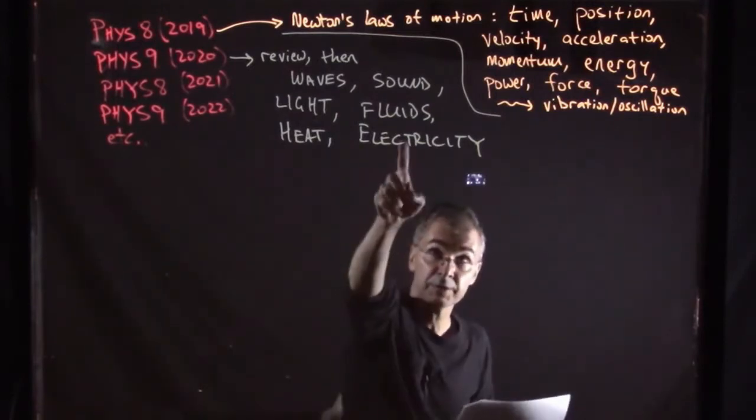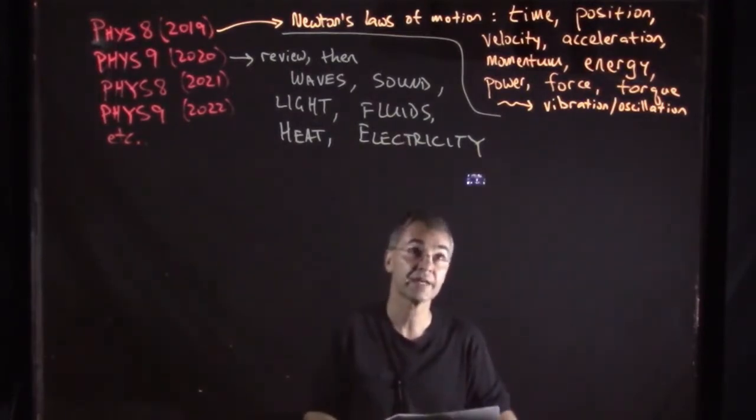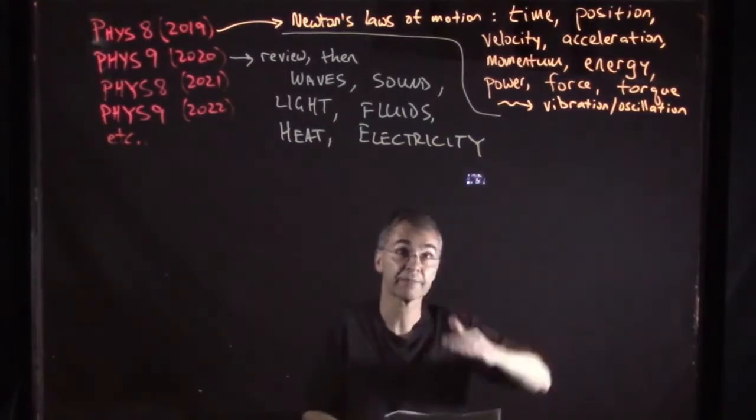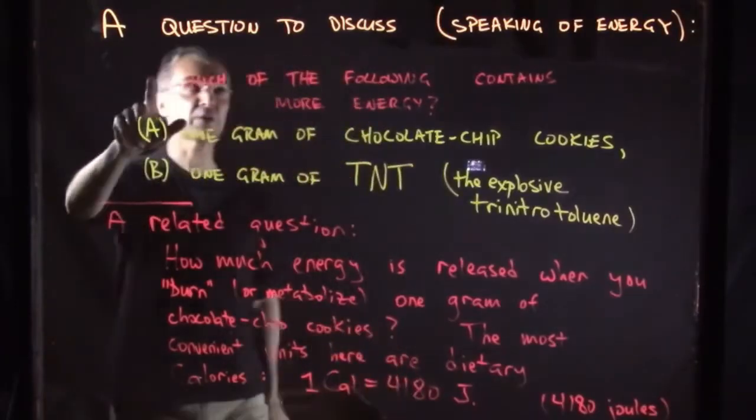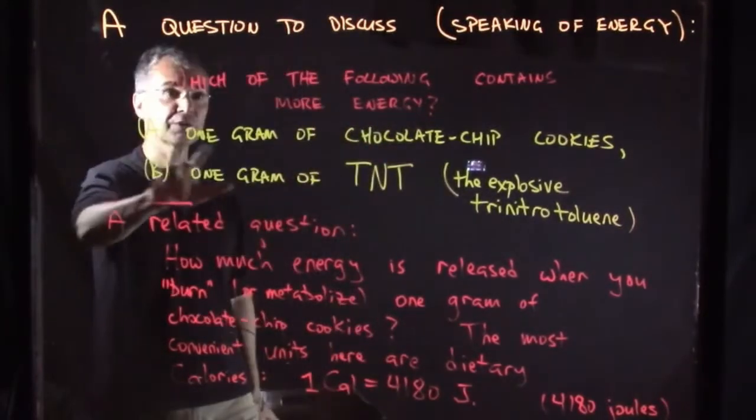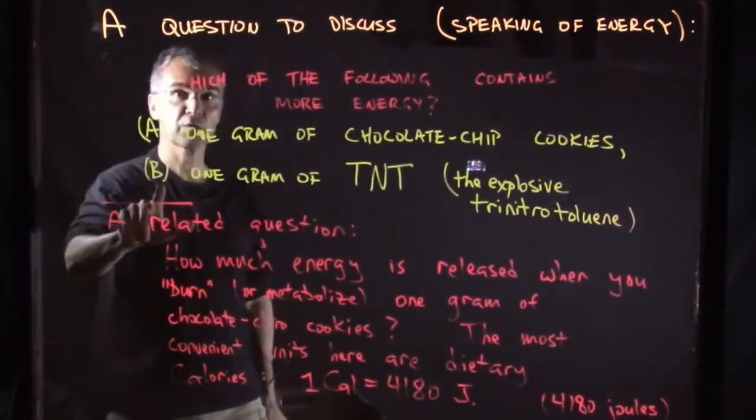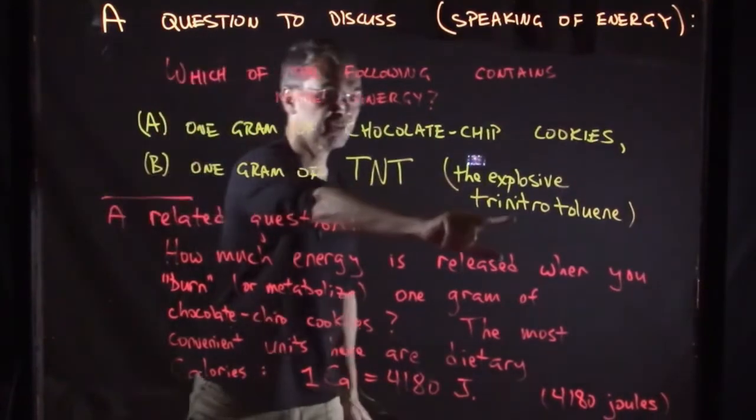Maybe you can pump a fluid like water up a hill, and then at night you can release that fluid back down and get back some gravitational potential energy to do some load leveling. Well, another question: which of the following contains more energy? 1 gram of chocolate chip cookies or 1 gram of TNT, the explosive trinitrotoluene?